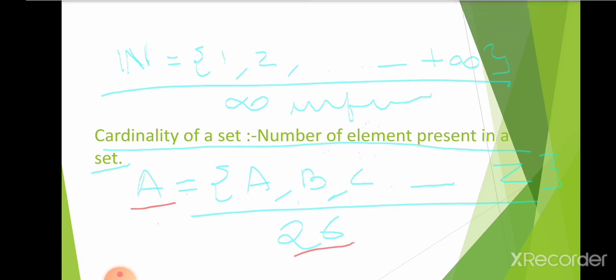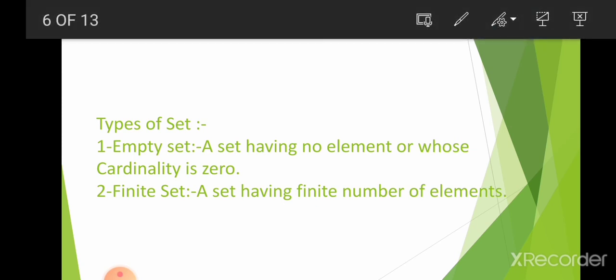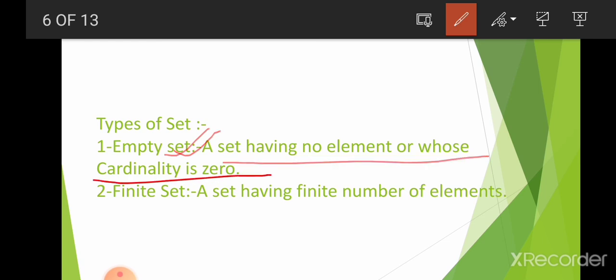Okay, so let's move to the next slide. Next is the types of sets. Okay, first one is the empty set, a set having no elements or whose cardinality is 0, means a set in which there is no element. So now you will think that is this possible that a set is there in which no elements is there or the cardinality is 0? So the answer is yes.